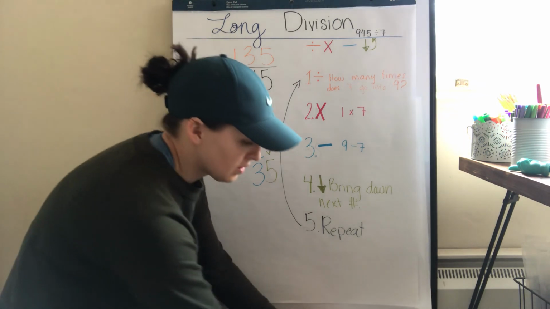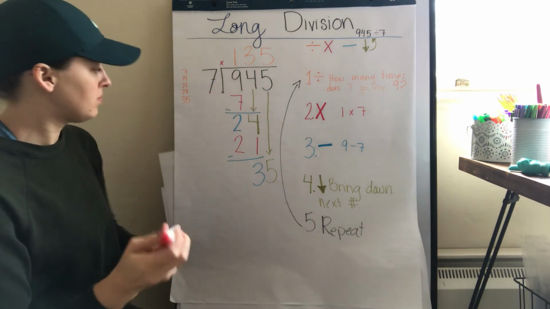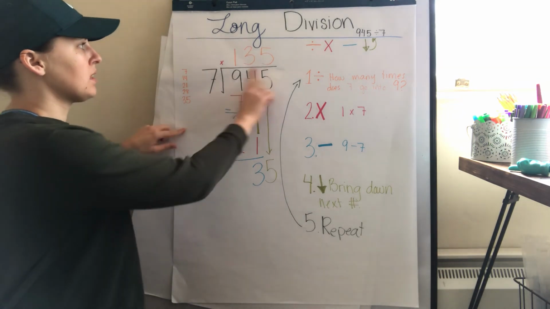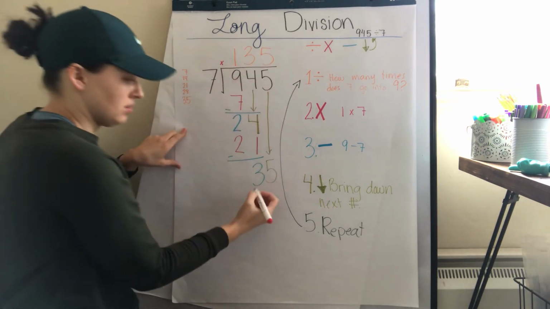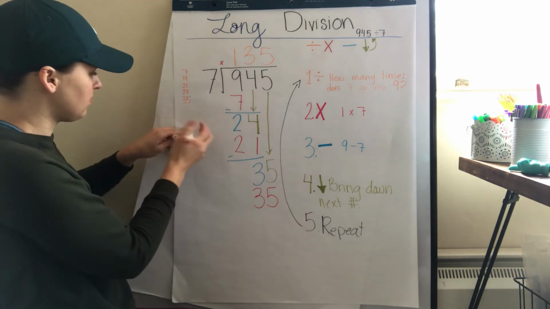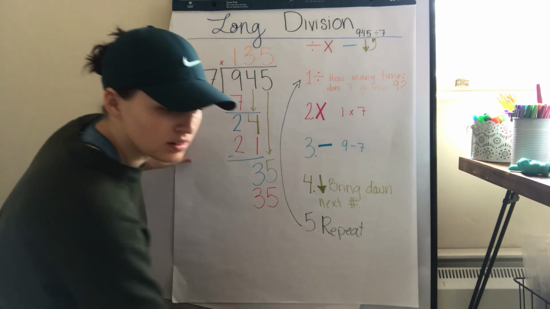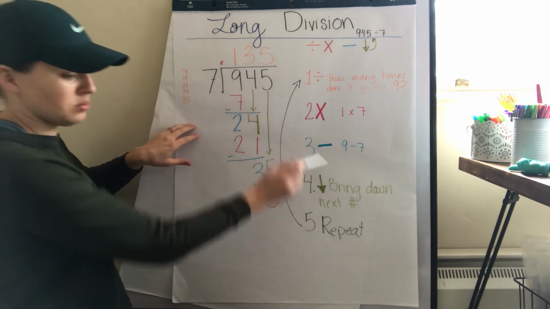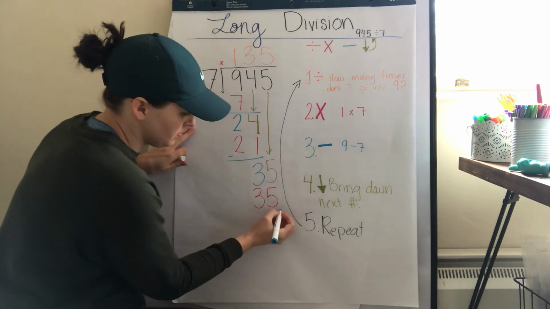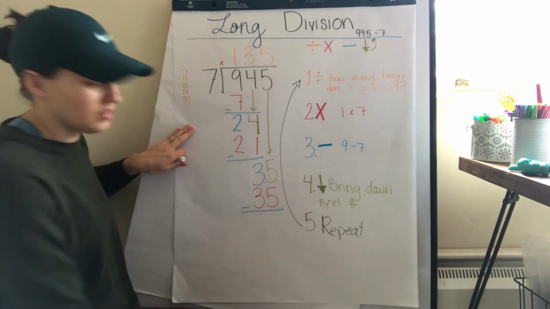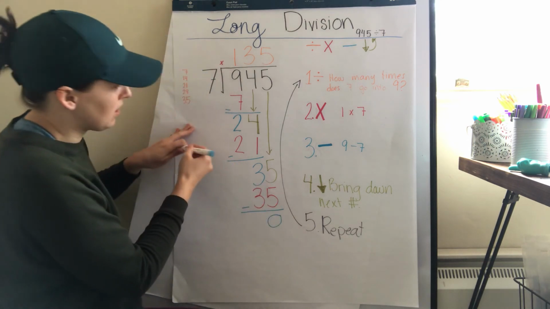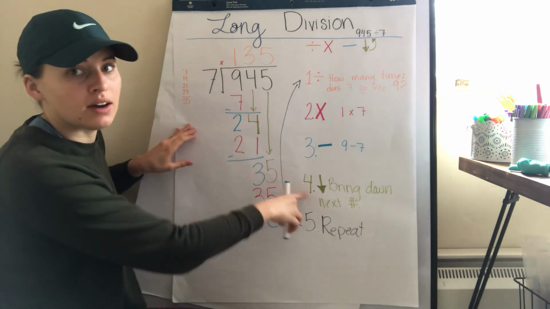Now we're going to multiply. 7 times 5 is 35. Now we subtract. 35 minus 35, 0. Now my next step is to bring it down.